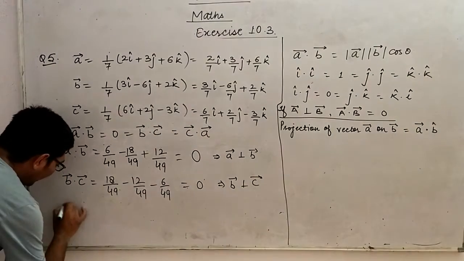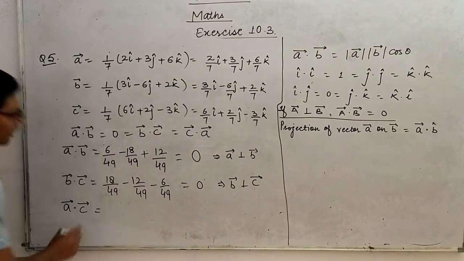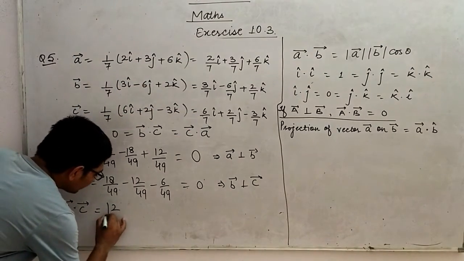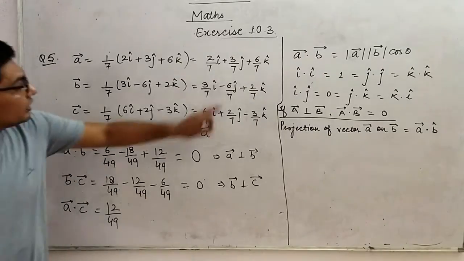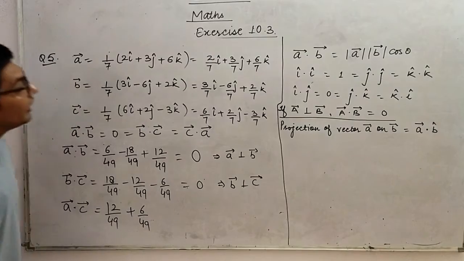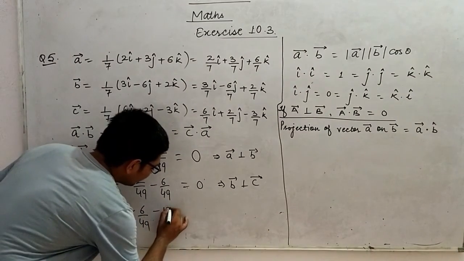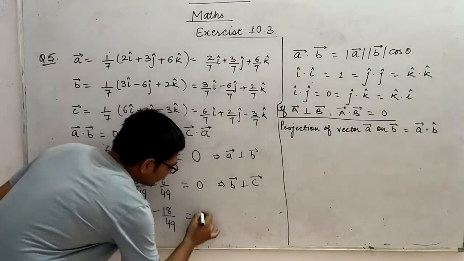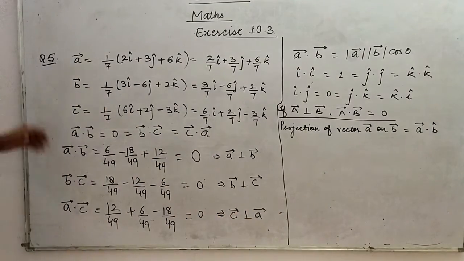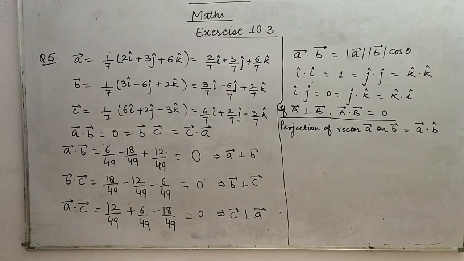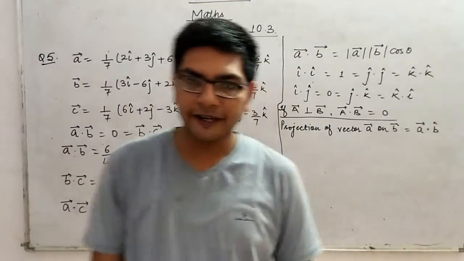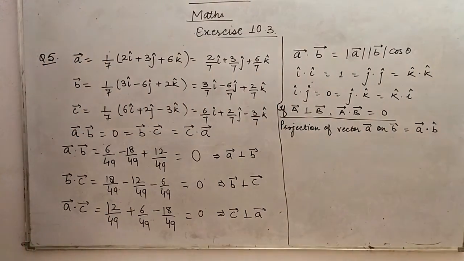What will be A dot C, dear? A dot C. 2 by 7 multiplied by 6 by 7, 12 by 49. 3 by 7 plus 2 by 7, 6 by 49. And minus 18 by 49. Again this thing is 0. It implies vector C is perpendicular to vector A. And all these results imply that the vectors are mutually perpendicular to each other. Okay, that's our question number 5.